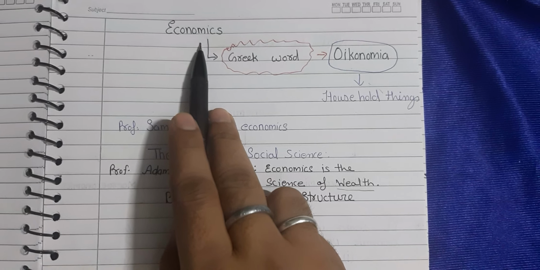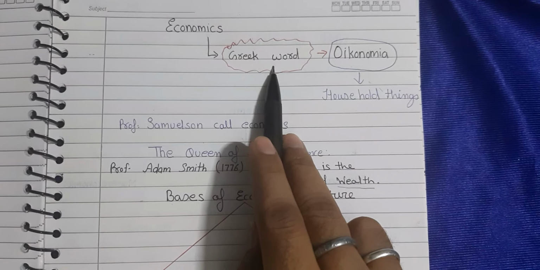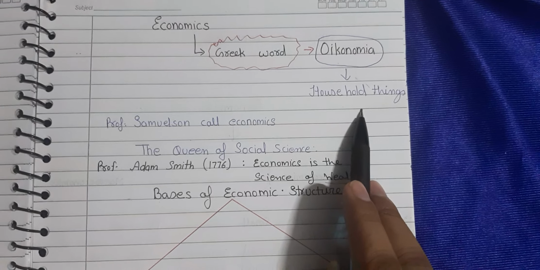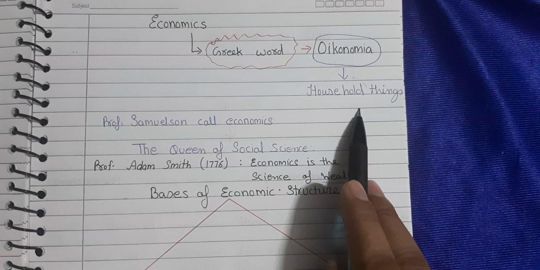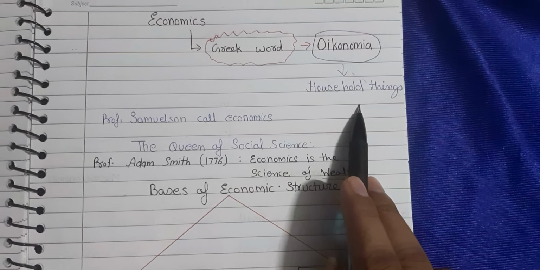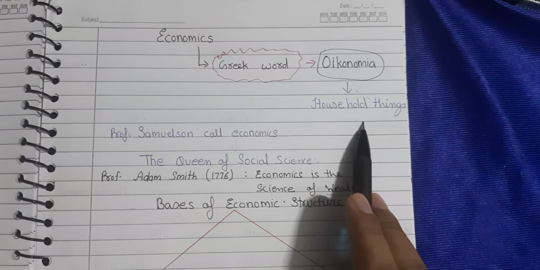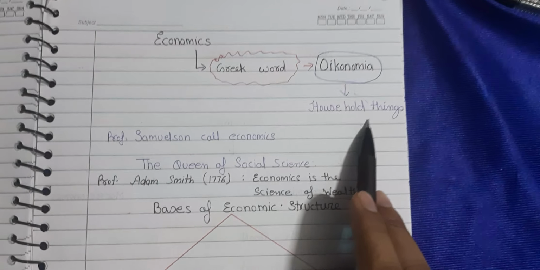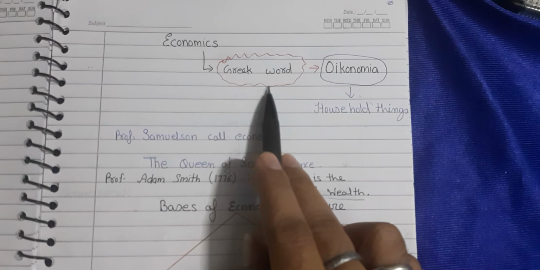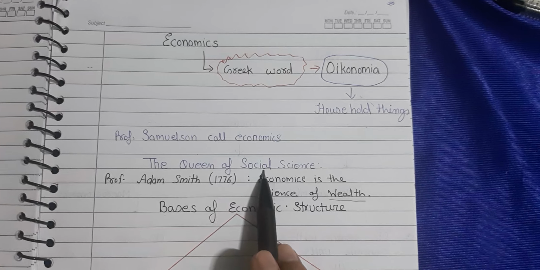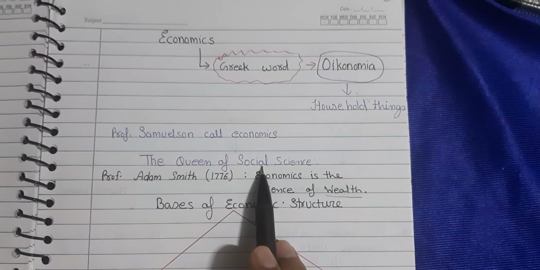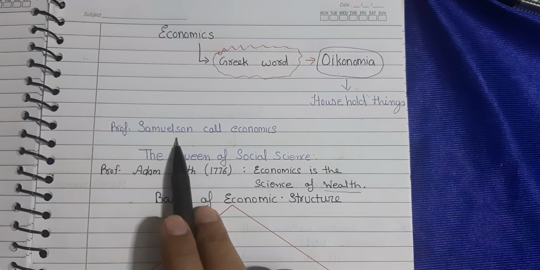The word economics is derived from the Greek word oikonomia, which means household things. Household things means the things which you use in your house for your daily consumption. It is everything. Professor Samuelson said that economics is the queen of social science. It means economics is a part of social science according to Professor Samuelson.